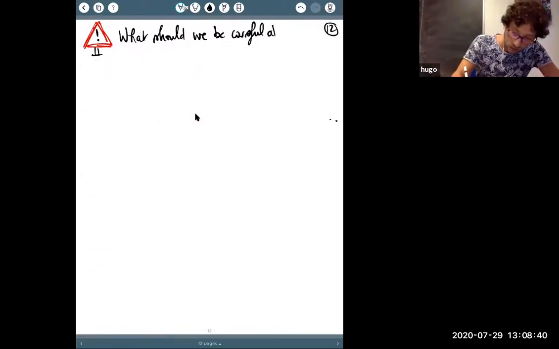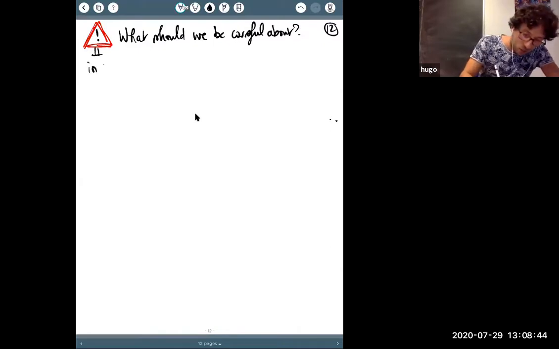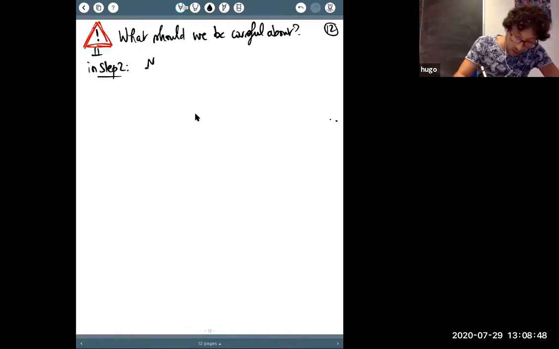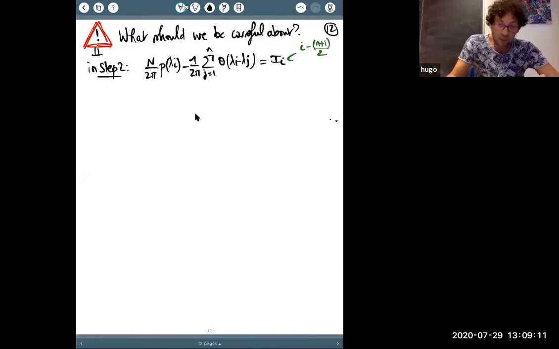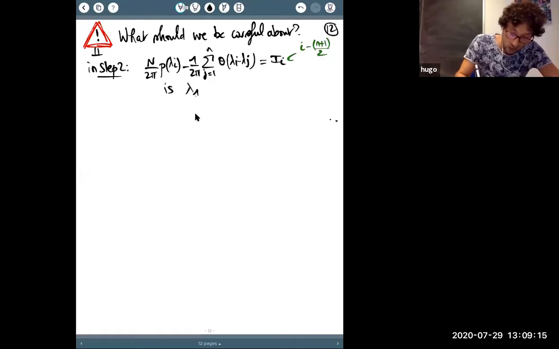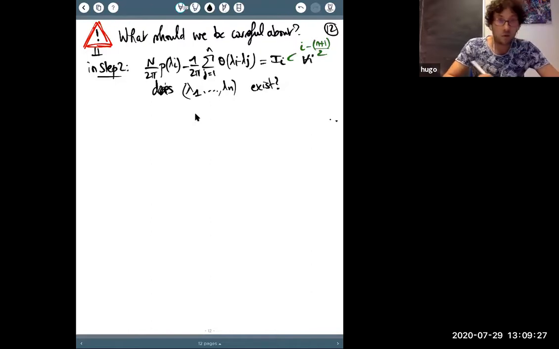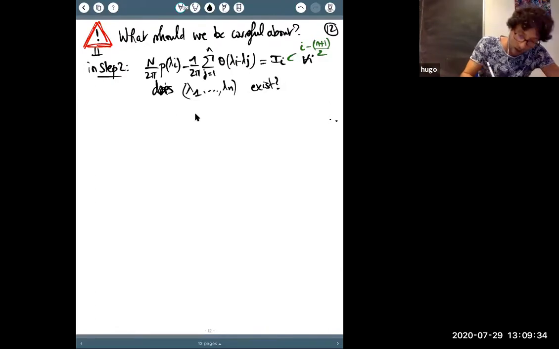So what should we be careful about? Step 1, no problem. But already in step 2, I should maybe remind you that you need to solve this thing. Let's even assume that we restrict ourselves to I minus n plus 1 over 2. Well, it's not completely clear that lambda 1, ..., lambda n exists. Okay? Why should there be a solution to this thing? We need to prove that. That's the first thing we need to prove. Why is there a solution?